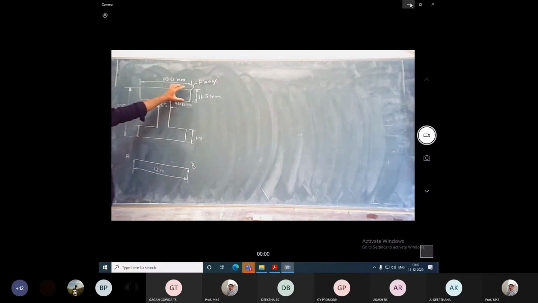On the right side, the thickness of the flange is 11.5. Width of the flange is 100. The total depth of the section, from the outer to the inner flange, is 225. And the thickness of the web is 7.5.